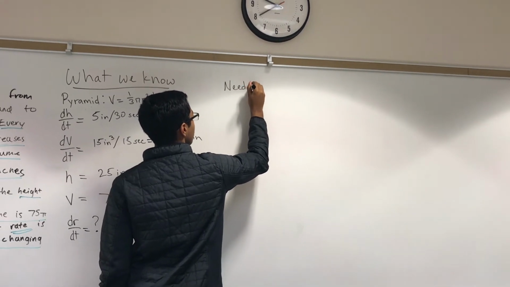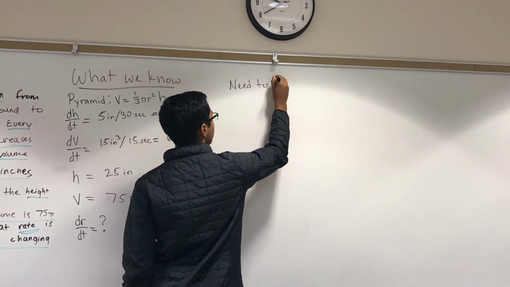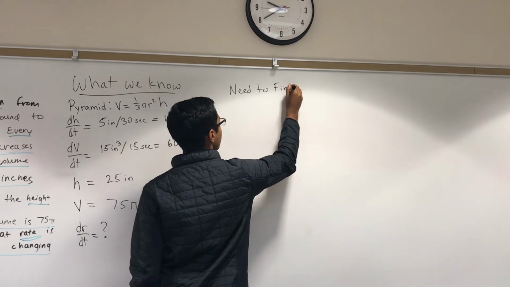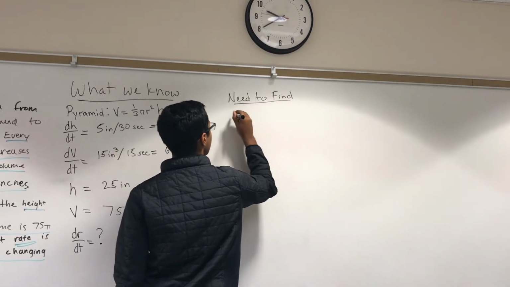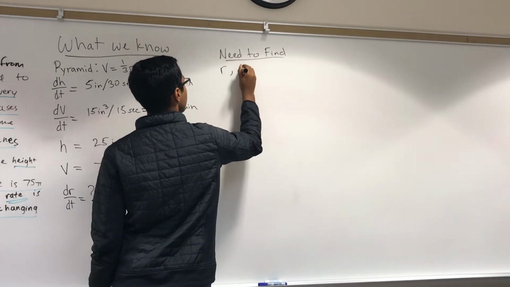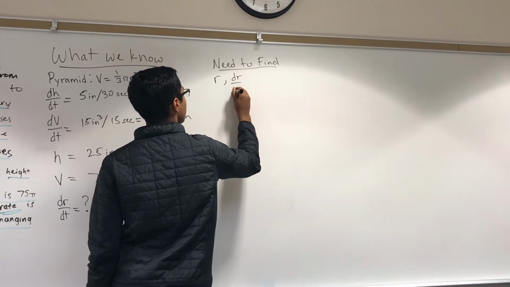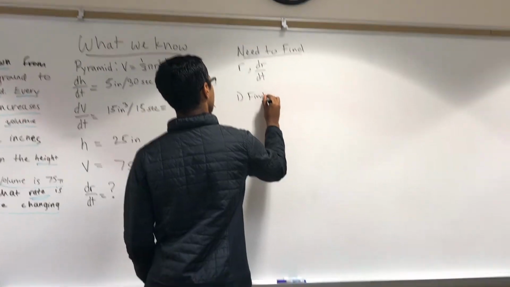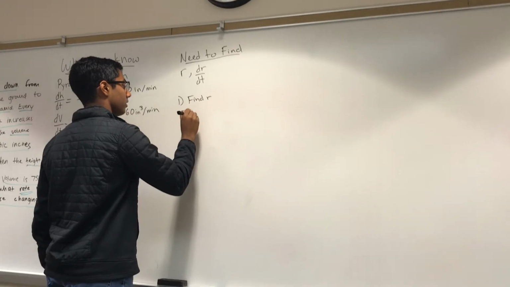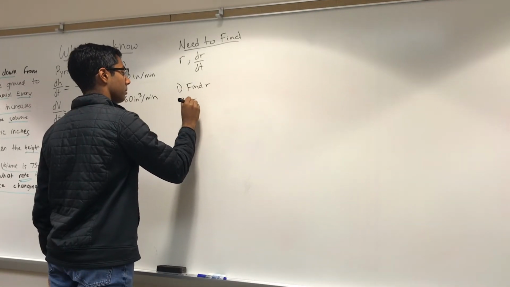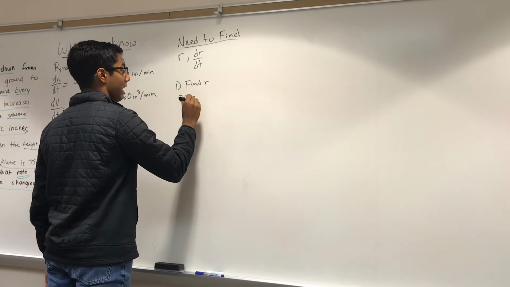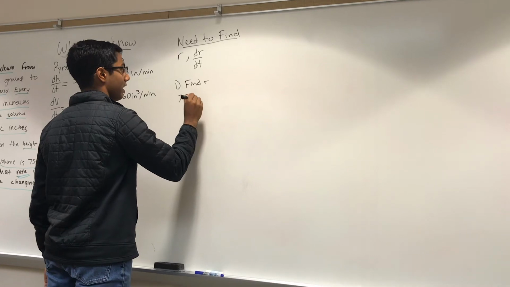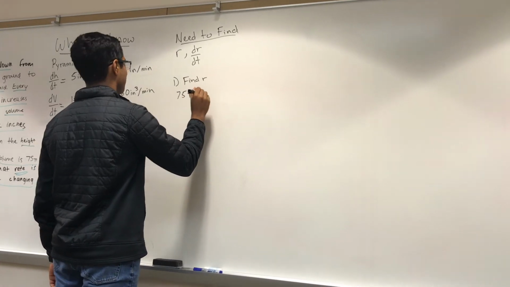Now that we know what we know, what do we need to find? So there are two things we need to find. One is obviously dr/dt, as previously stated, but we need to find the radius first, so then we can find dr/dt. First thing we're going to do is find the radius of the base of the conical pyramid. To do this, we will use the volume formula, as we already have the volume and the height, so we will just plug these values in so we can find the value of the radius, or r.